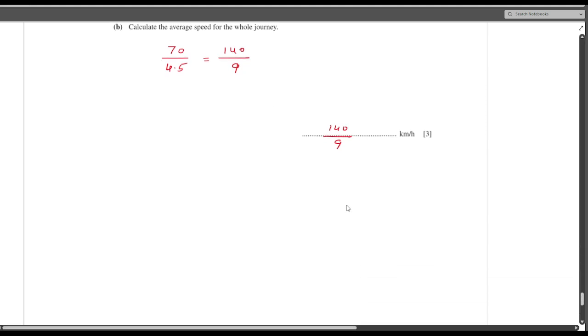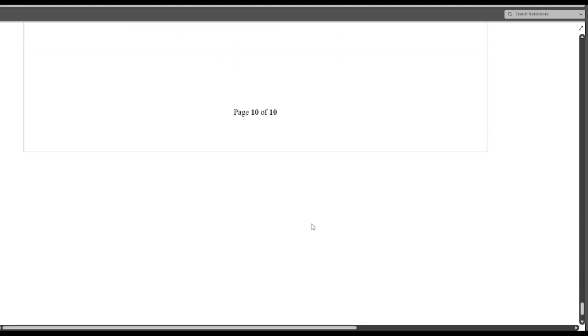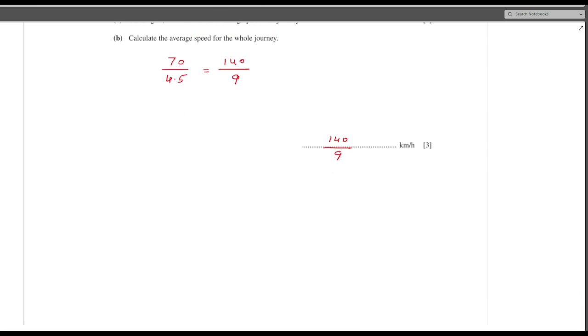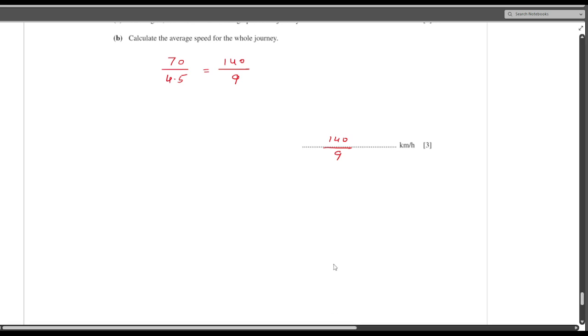Again, they are not asking me to write in decimal, so I will prefer to keep it in fraction form. So I can consider my speed in the fraction form, or else in calculation, it is better you write this in decimal form as well, which is 15.56. So 15.56 kilometer per hour.